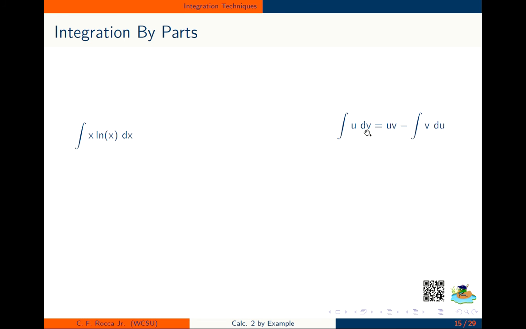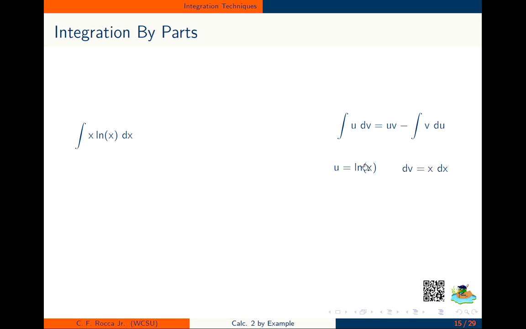In deciding which is which, u needs to be a function that is fairly easy to find the derivative of, because I'm going to have to find du. And dv needs to be a function that's easy to integrate. Now, I can integrate natural log of x, but it's not one that I know off the top of my head. But finding the derivative of the natural log is pretty easy. So I'm going to choose u to be the natural log of x, and dv to be x dx, because it's easier for me to find the derivative of natural log and to find the antiderivative of x.